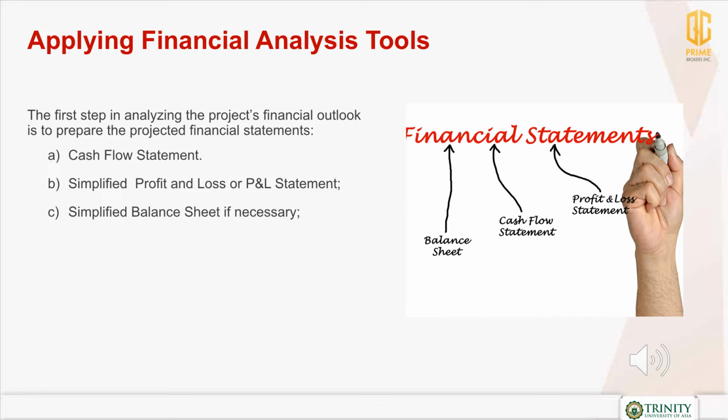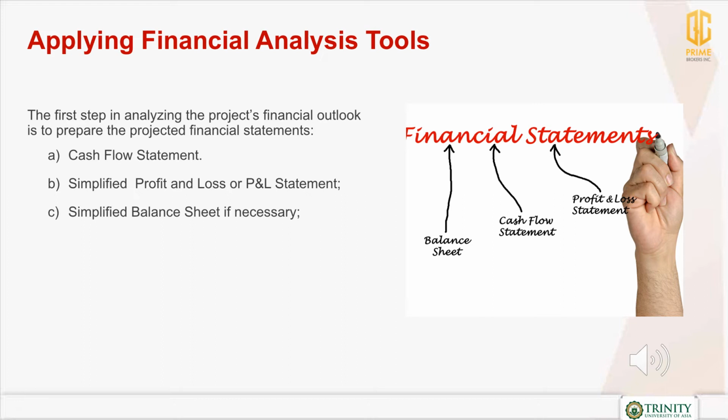Step 3. Applying financial analysis tools. The first step in analyzing the project's financial outlook is to prepare the projected financial statements. First is the cash flow statement. This is a statement that shows physical money moving in and out of your business or your project. You base your cash flow statement partly on your sales forecasts, balance sheet items, and other assumptions. Existing business or projects should have historical financial statements to use to project the cash flow. New projects or businesses, on the other hand, should start by projecting cash flow statements that is broken down into 12 months.